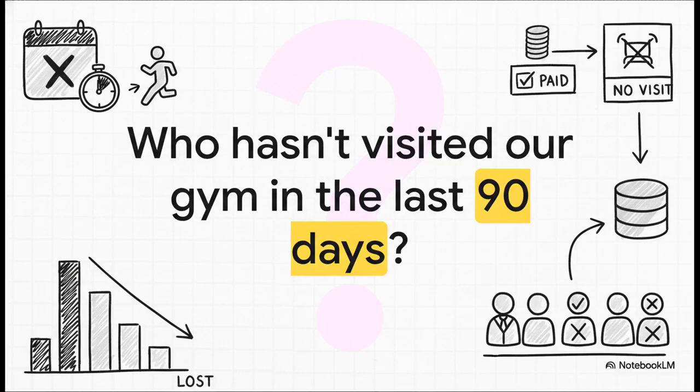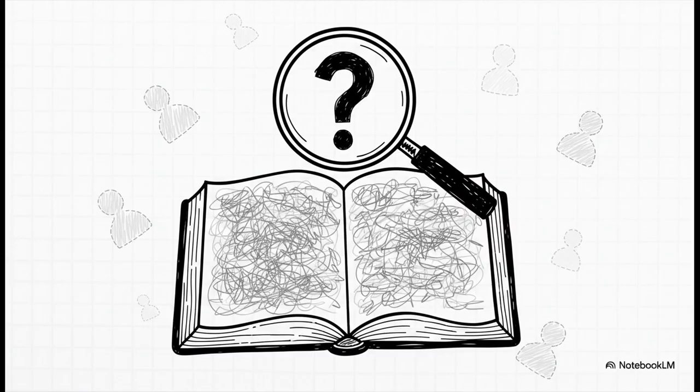For starters, she just knew that hundreds of members were paying their dues every single month, but never, ever actually setting foot in the gym. But with member check-ins just scribbled down in a logbook, trying to find these ghost members for, say, a re-engagement campaign, it was completely impossible. The information was there, technically, but it was totally useless.